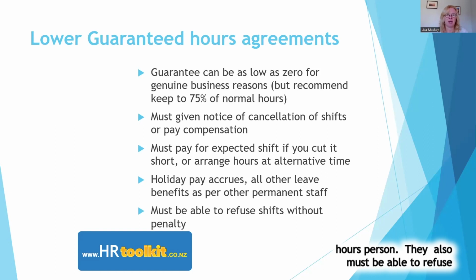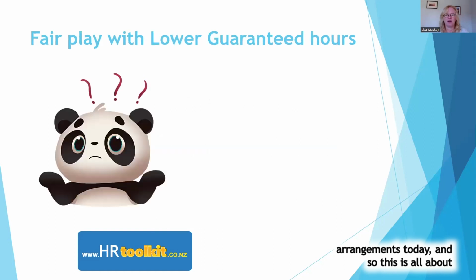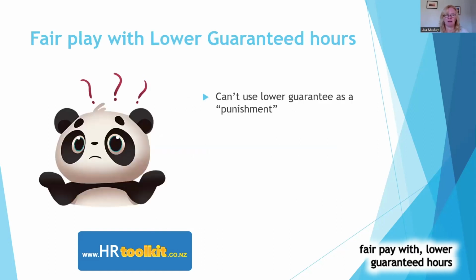And they also must be able to refuse shifts without penalty. That's one of the things that was brought into legislation. So what this is about is you can't just turn around and say to somebody, well, I can only guarantee you 10 hours a week, but you have to be available at my whim 40 hours a week. And you can't penalize people if they say, well, actually, I've already made other arrangements today. So this is all about fair pay with lower guaranteed hours agreements. You can't use the lower guarantee as a punishment.